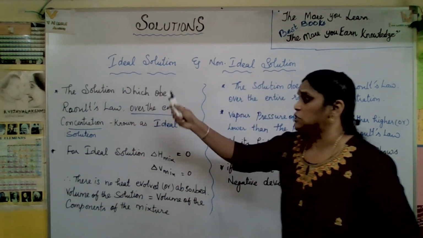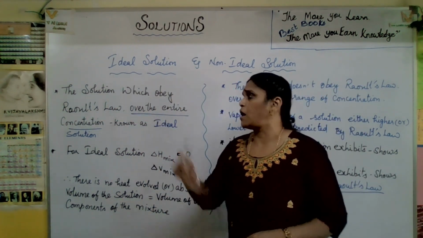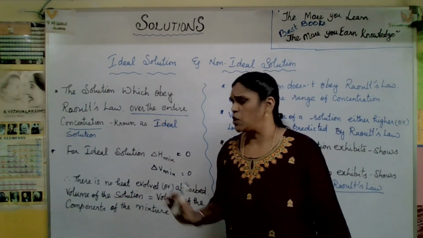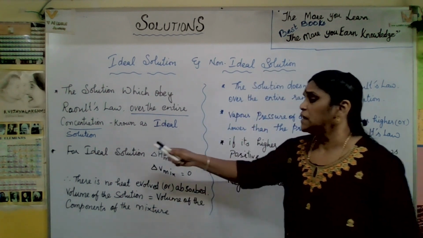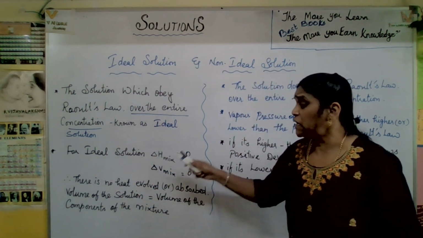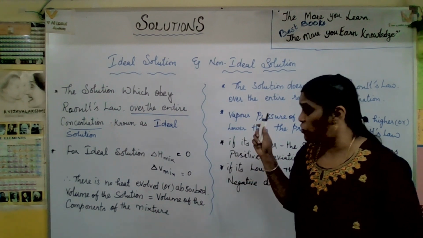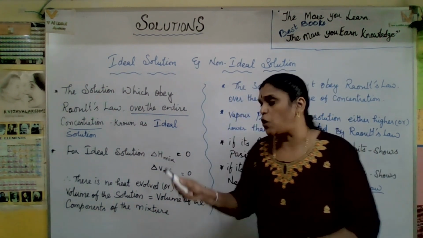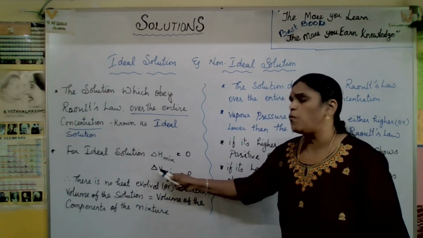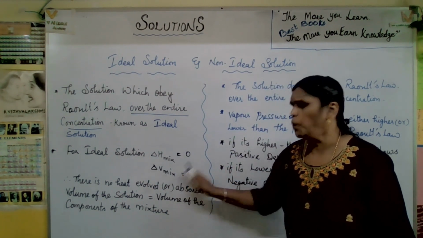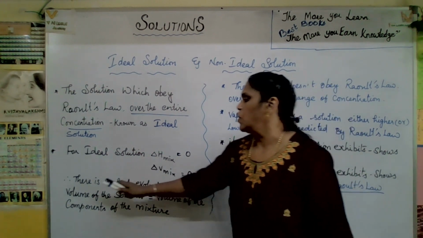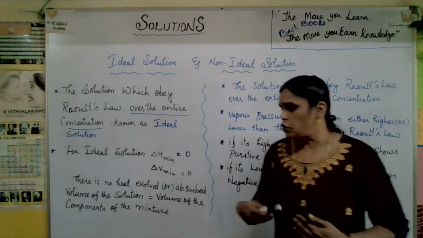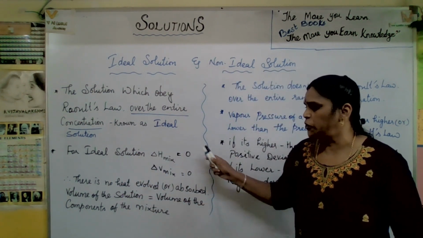First and foremost, the solution which obeys Raoult's law over the entire concentration range is known as an ideal solution. Where do we identify the ideal solution? Delta H mix is equal to 0. That means the enthalpy change for the mixing of pure components is 0. In the same way, delta V mix is also 0. There is no heat evolved or absorbed. That is a very important point to be noted.